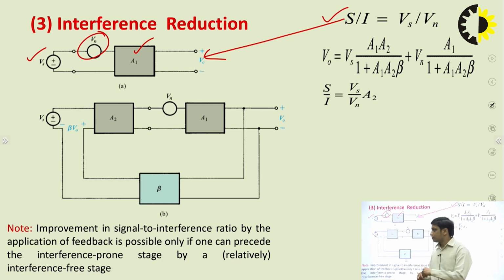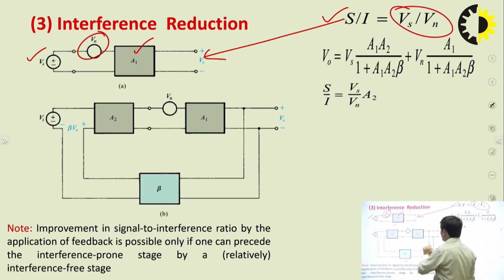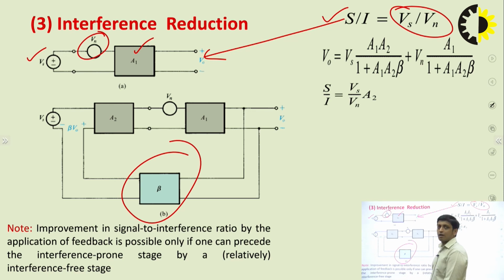So what we do, we calculate S by I, the signal to interference ratio, for the amplifier without feedback and for the amplifier with feedback, and from there we will see that for the amplifier with feedback the S by I ratio is enhanced. For the amplifier without feedback the S by I is Vs by Vn. Now when we apply the feedback and the feedback factor is beta, we are going to calculate the value of S by I for this diagram.